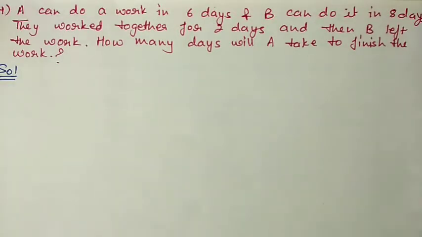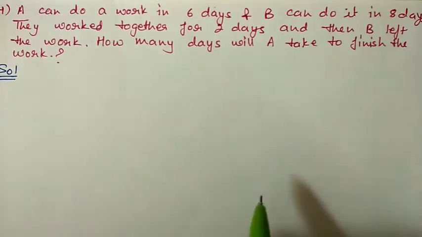Next, question number 4. A can do a work in 6 days and B can do it in 8 days. They work together for 2 days and then B left the work. How many days will A take to finish the work? So first we need to find out their 1 day work together.